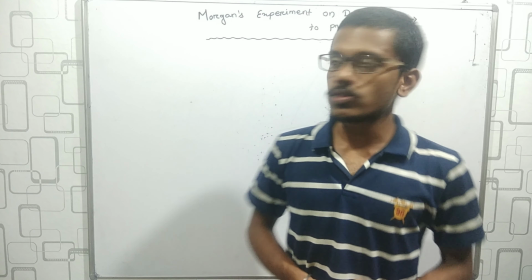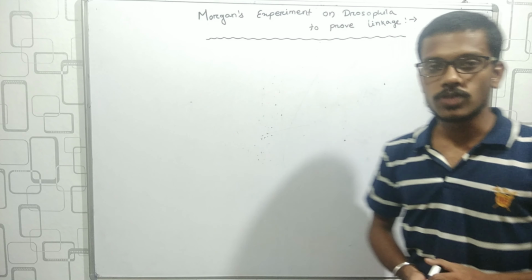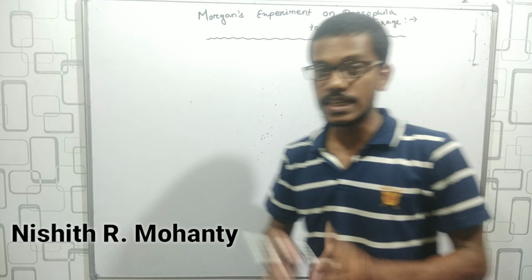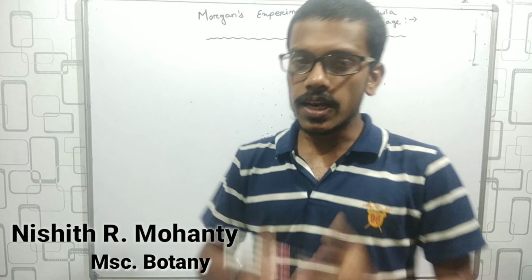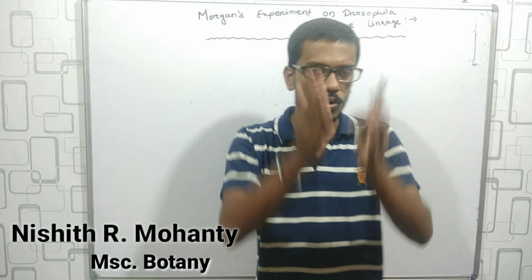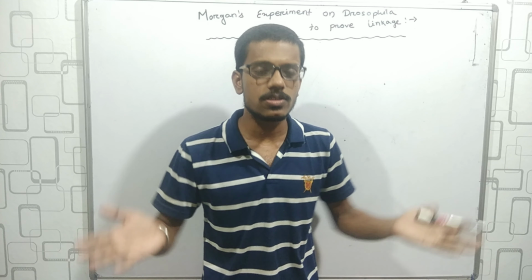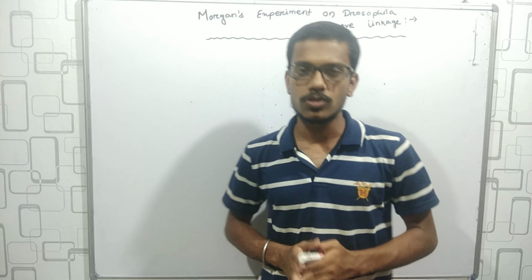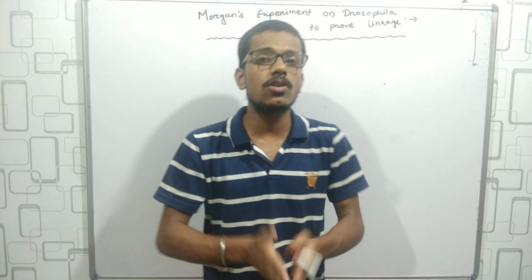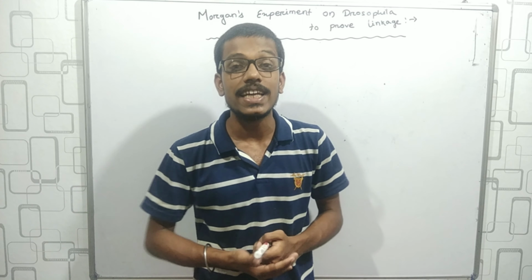Today we will discuss Morgan's experiment to prove linkage. As you know, what is the meaning of linkage? Linkage means if we see a chromosome, the chromosome bears some kinds of genes. Several genes are present over a single chromosome, and the genes which are present over the same chromosome are called linked genes.